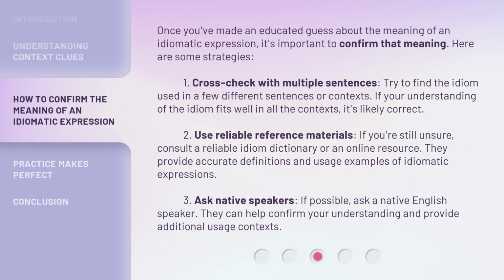Once you've made an educated guess about the meaning of an idiomatic expression, it's important to confirm that meaning. Here are some strategies. 1. Cross-check with multiple sentences. Try to find the idiom used in a few different sentences or contexts. If your understanding of the idiom fits well in all the contexts, it's likely correct.